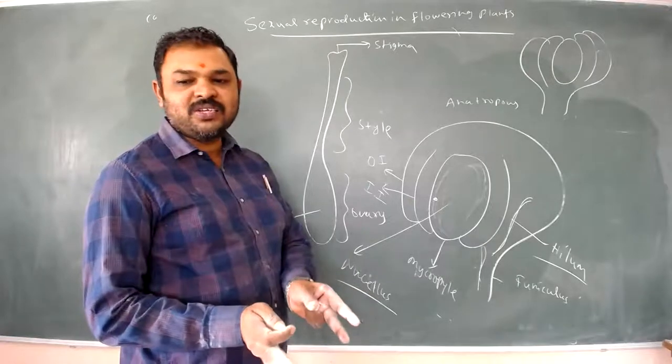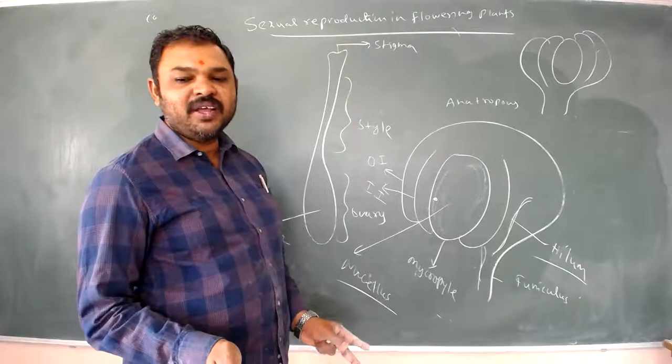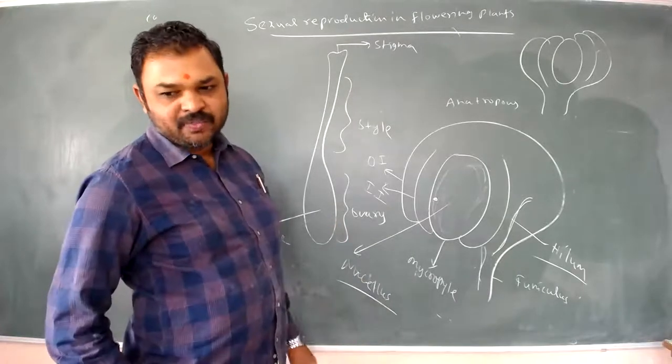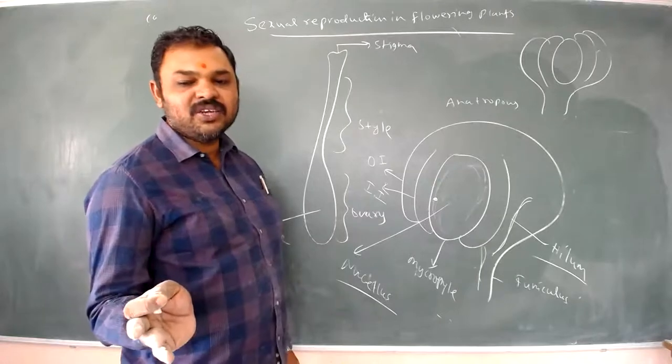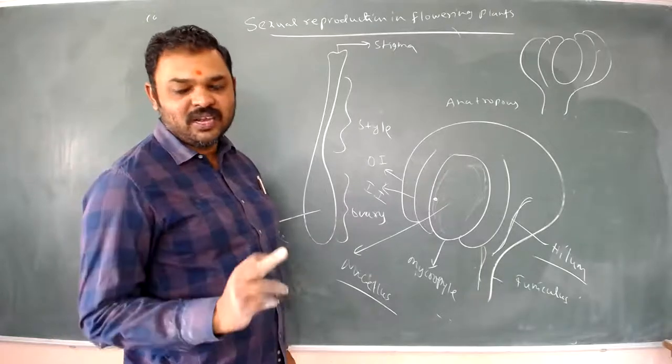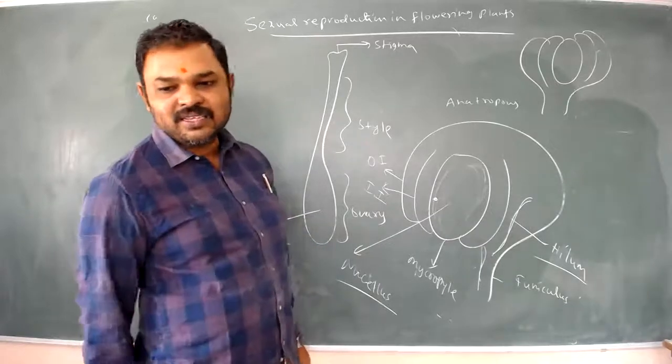This archesporial cell again divided into a parietal cell. Another one, what would be there here? There is a spore mother cell, inner cell and outer parietal cell. That inner cell, how is it differentiated? Macrospore mother cell. The parietal cell is used in embryo formation.